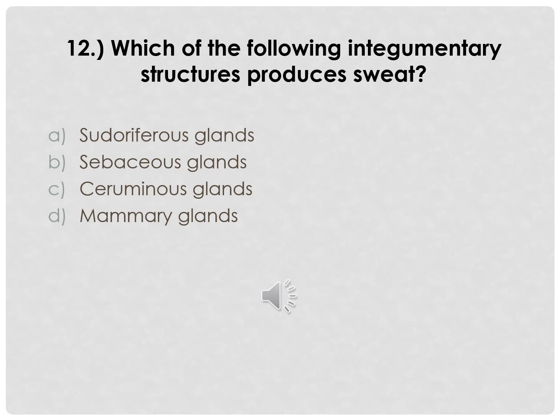Which of the following integumentary structures produces sweat? So let's go over these different integumentary structures and talk about what each produces. Letter A, the sudoriferous glands, those produce sweat in the skin. Letter B, the sebaceous glands, those produce oil or sebum in the skin. Letter C, the ceruminous glands, those actually produce earwax. And letter D, the mammary glands, those produce milk. We can rule out letters B, C, and D. So the correct answer is A, sudoriferous glands.